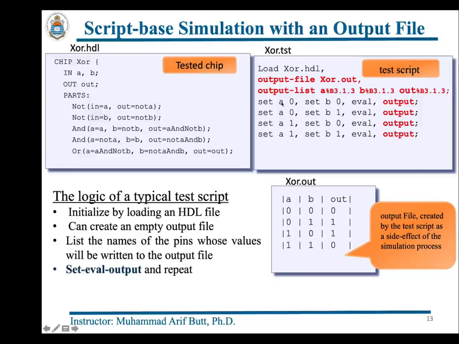Finally, we have the set, eval lines, and over here we place another thing, that is the output command: set, eval, output. Set sets the value of the input pins to these values. Eval evaluates the output, and this output command writes the output in this XOR.out file. So once this script executes completely, the hardware simulator will generate this XOR.out file in the current working directory. So if you want to generate an output file, add these red lines in your test script. And by red lines, I do not mean that you need to color them red.